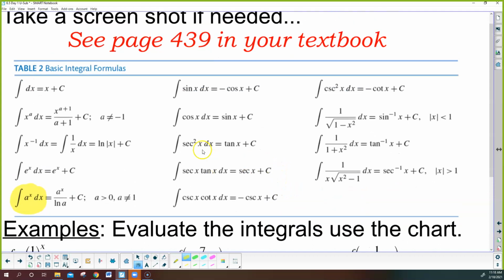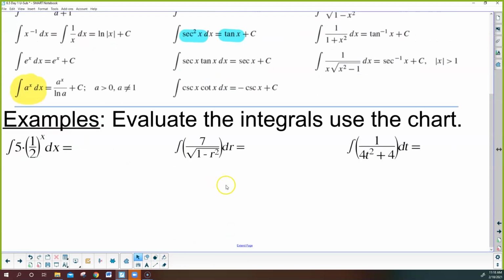Now, if you see something exactly the way it's written in this chart, like let's say you saw the integral of secant squared dx, well, its antiderivative is tangent of x plus c, right? We just write that answer, and we are undoing the derivative. If you see it in the chart, you know the antiderivative. Okay, but what if we don't see it exactly in this chart? How do we deal with problems like that? And that's what I want to show you here.